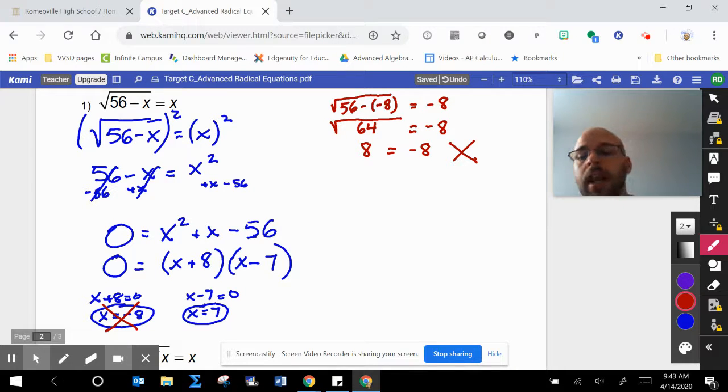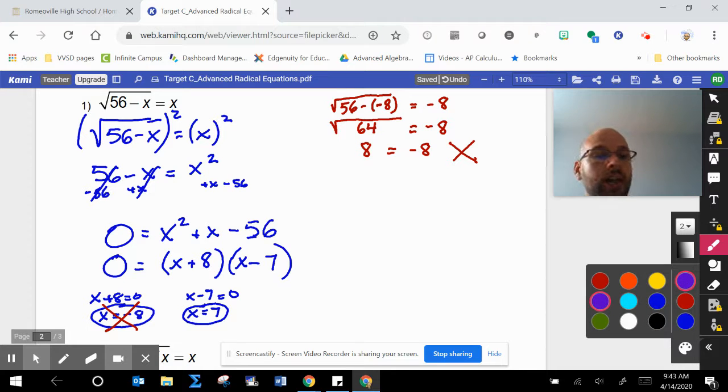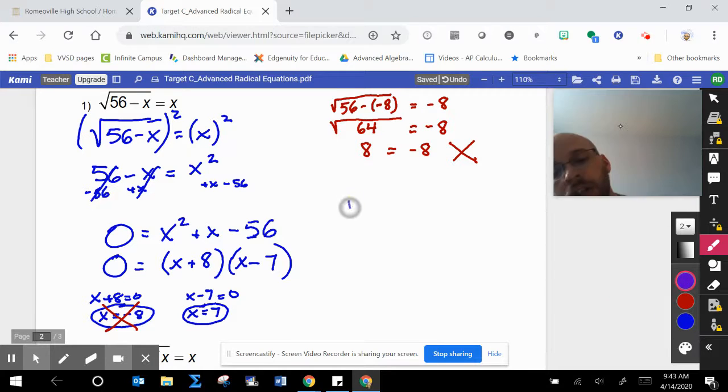So when you substitute in, it has to work. So let's check the other value. So if I have the square root of 56 minus a positive 7.